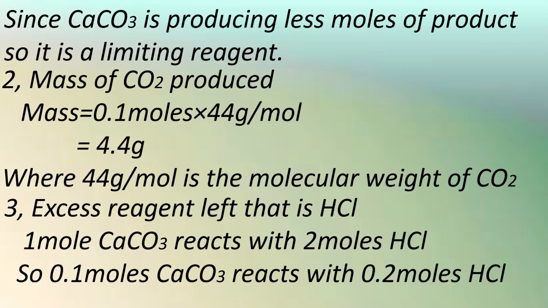Now the third one is the excess reagent left, that is HCl. Because calcium carbonate is producing fewer moles of product, the excess reagent is HCl, hydrochloric acid. We have to find how much HCl is left after the reaction. Now, we can see that 1 mole calcium carbonate reacts with 2 moles HCl, as discussed earlier in the equation. So 0.1 mole calcium carbonate reacts with, we multiply 0.1 by 2, we get 0.2 moles HCl. So 0.2 moles HCl are the reacted moles of HCl.